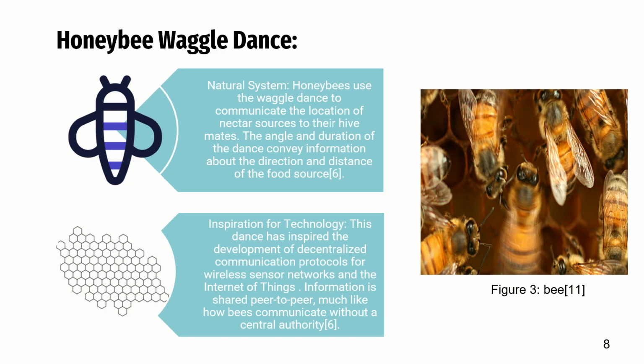Honeybee waggle dance. The natural system behind this: honeybees use the waggle dance to communicate the location of nectar sources to their hive mates. The angle and duration of the dance convey information about the direction and distance of the food source. Inspiration for technology: this dance has inspired the development of decentralized communication protocols for wireless sensor networks and Internet of Things. Information is shared peer-to-peer, much like how bees communicate without a central authority.